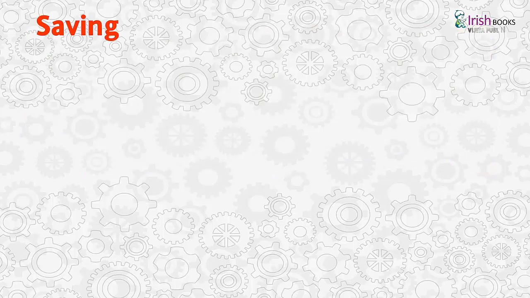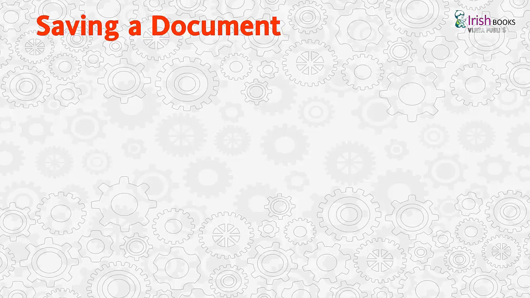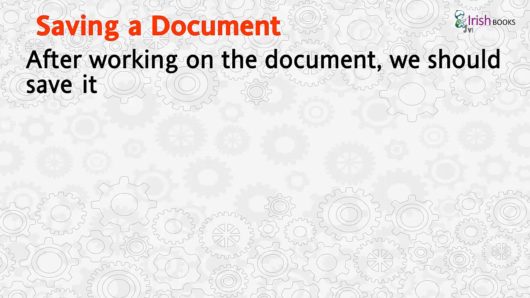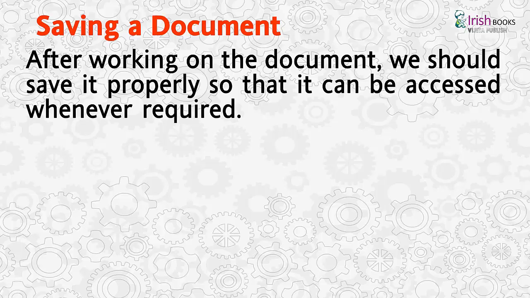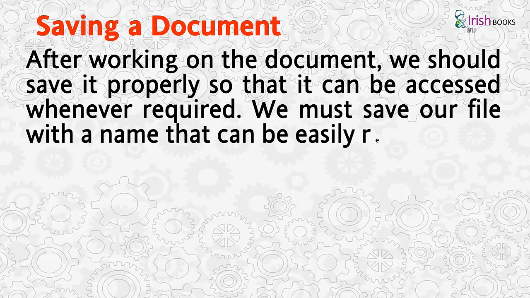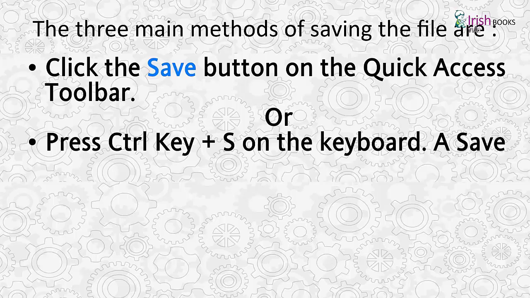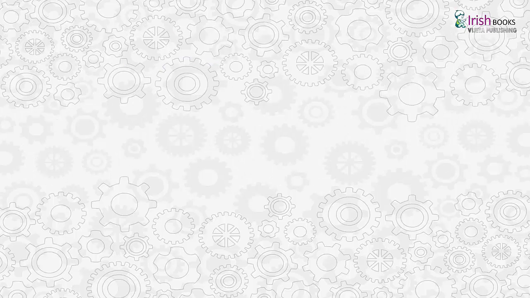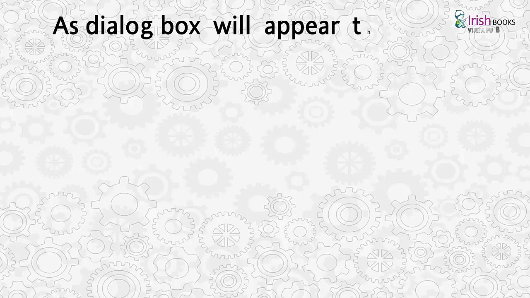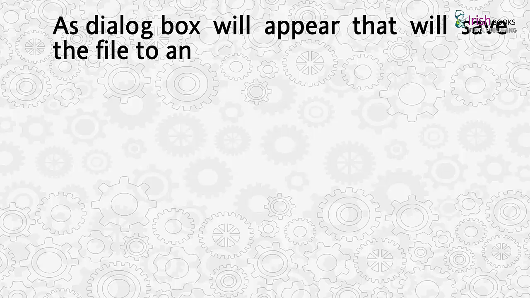Saving a document. After working on the document, we should save it properly so that it can be accessed whenever required. We must save our file with a name that can be easily remembered, with file extension docx. The main methods of saving the file are: click the Save button on the Quick Access toolbar, or press the Ctrl key plus S on the keyboard. A Save As dialog box will appear that will save the file to an appropriate location.